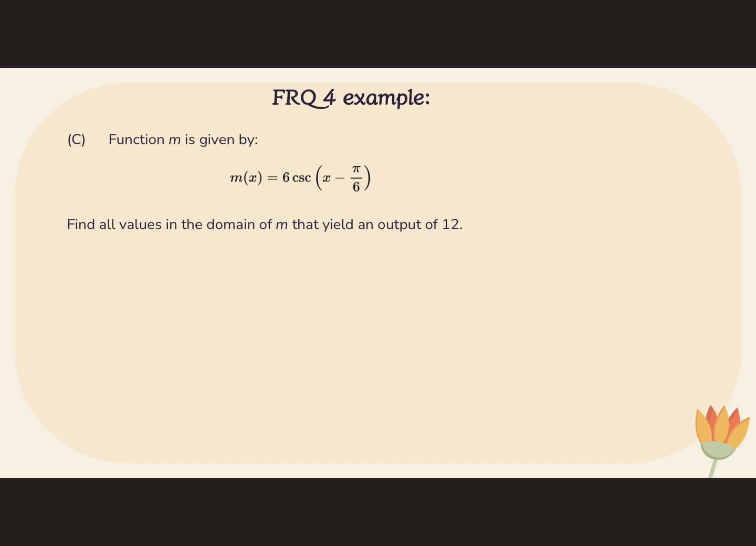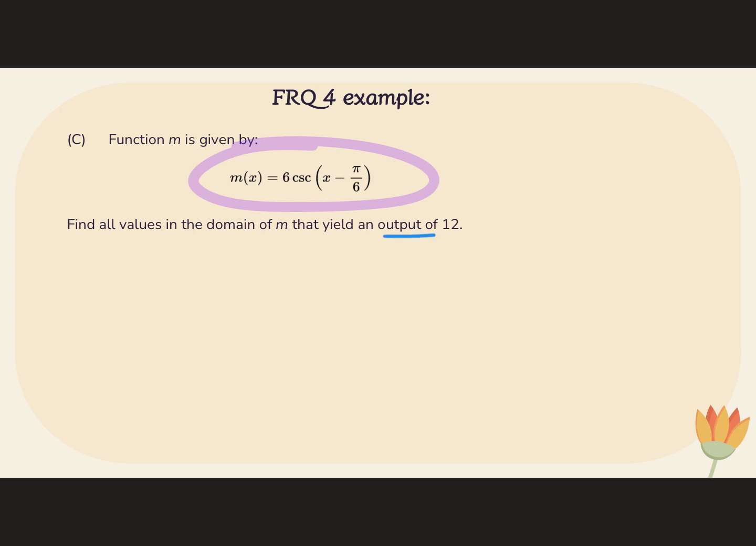Last up is part C. Part C will have the fifth and final function. It should be different than all of the others that we've seen throughout this FRQ4. Here we have function m, which is defined by 6 times the cosecant of x minus pi over 6. And our task is to find all the values in the domain of m that yield an output value of 12. So part of the challenge in this one is interpreting that sentence.